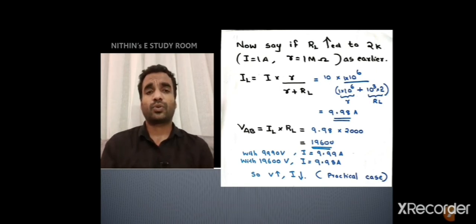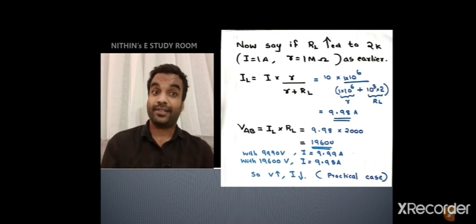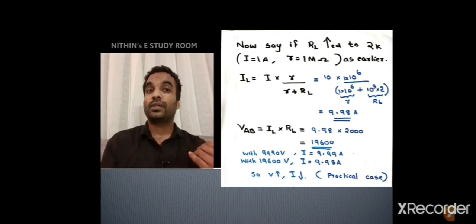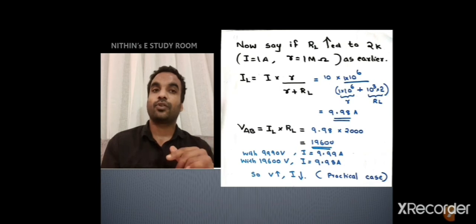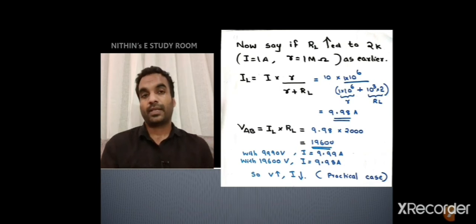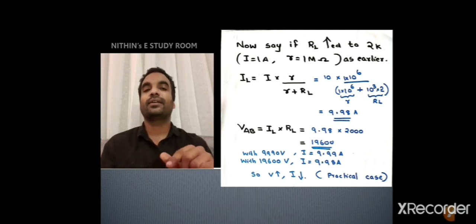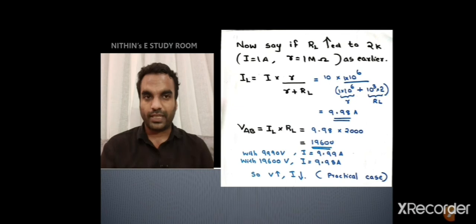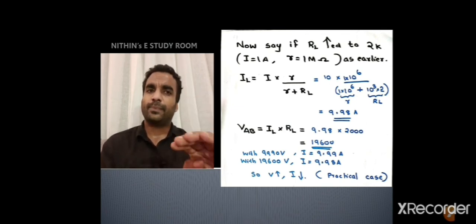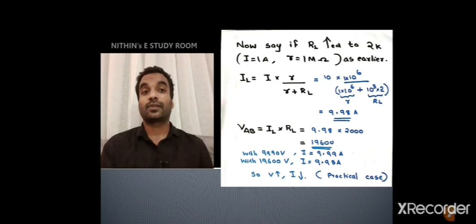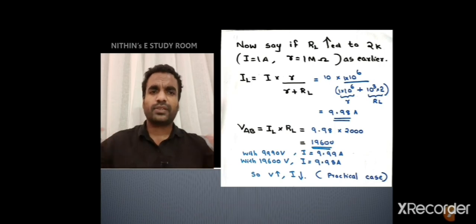So take I is equal to 10 ohm and substitute. You will find current through the load IL is equal to 9.98. What happened in the previous case, it is 9.99. Now resistance increases and current value becomes 9.98. Current reduces. So with this 9.98, find the voltage across AB. Voltage across AB or voltage across load, that is IL into RL, that is equal to 9.98 into 2000. What you will get? You will get 9600 volt. Now the thing is very clear.